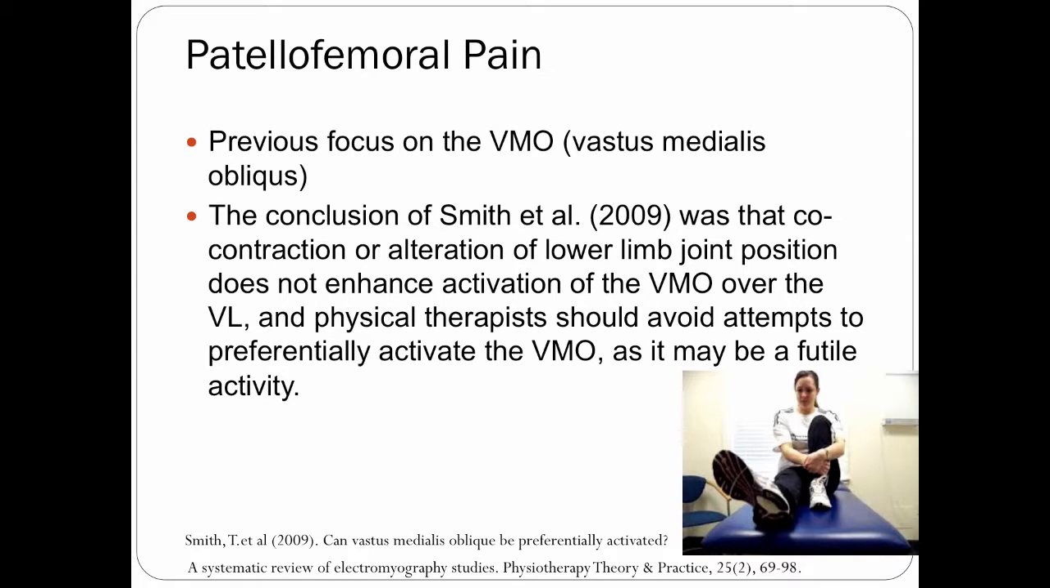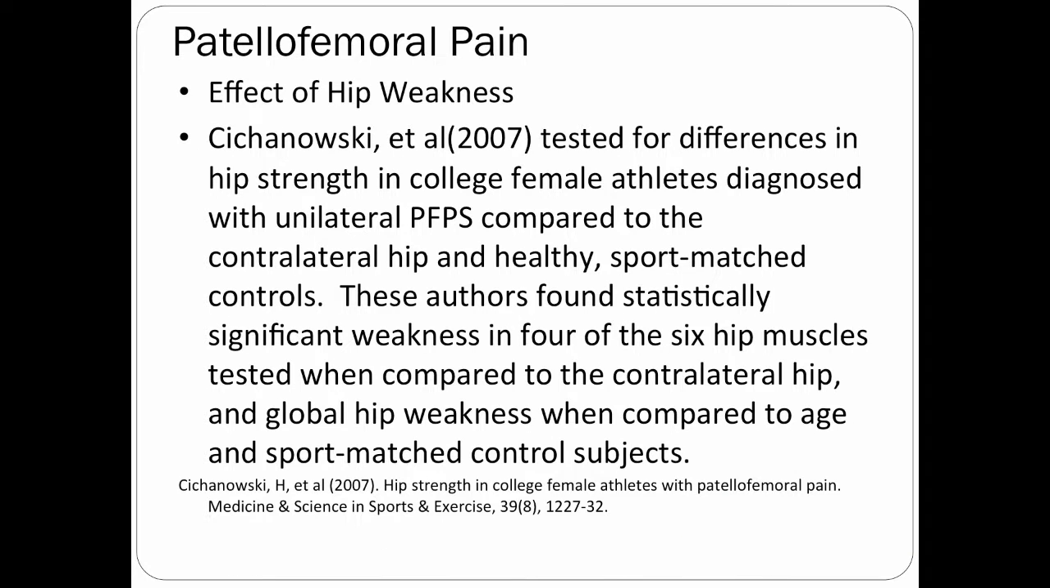It used to be the focus was on the VMO. A study by Smith in 2009 concluded that co-contraction or alteration of the lower limb position does not enhance activation of the VMO or of the vastus lateralis. We really should avoid trying to preferentially activate the VMO because you cannot do it, and it's pretty futile. So you see in this picture, she's got her leg turned out doing a leg raise. I used to do all these funky positional exercises trying to get that VMO to fire, and we really can't do it.